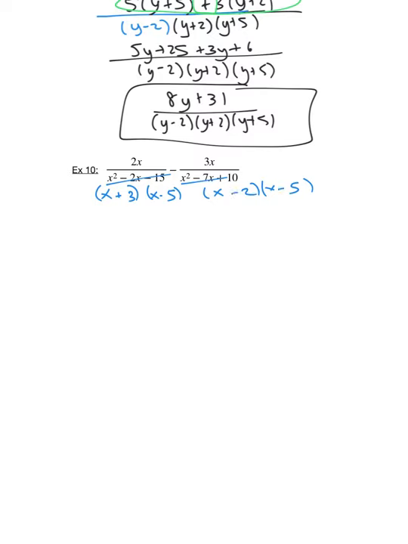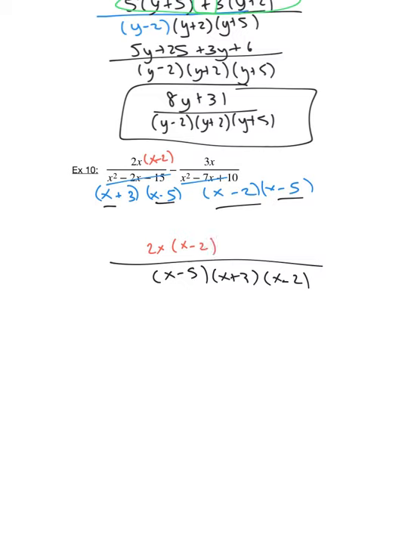Same signs, both negative. So my least common denominator is going to be, they both have an x minus 5, so I'm going to put the x minus 5 once. This one has x plus 3, and the second one has x minus 2. That's my common denominator. So the first numerator needs to be multiplied by the missing part of the denominator, which is x minus 2. So I'm going to multiply times x minus 2.